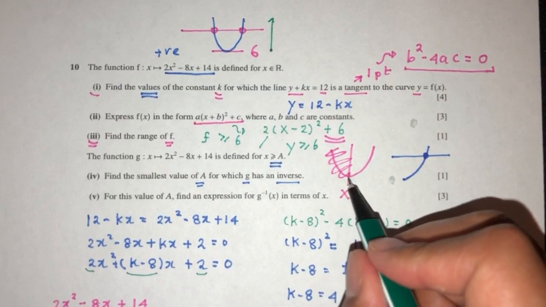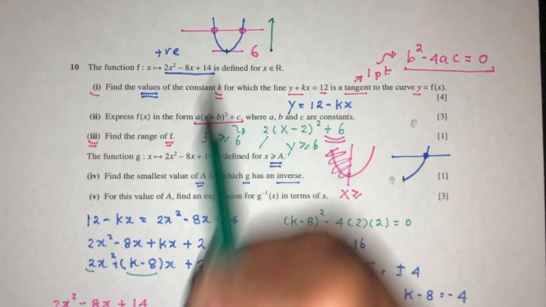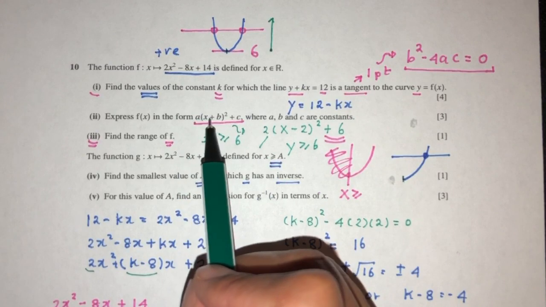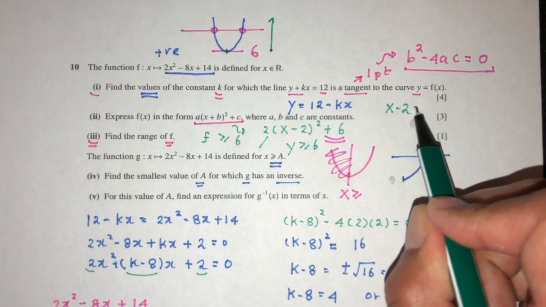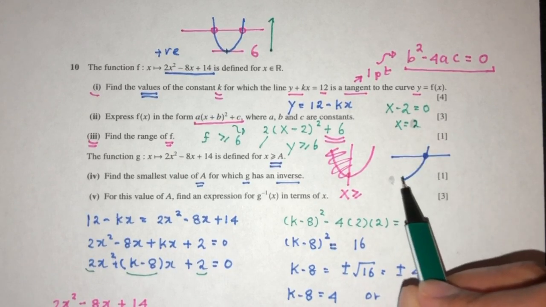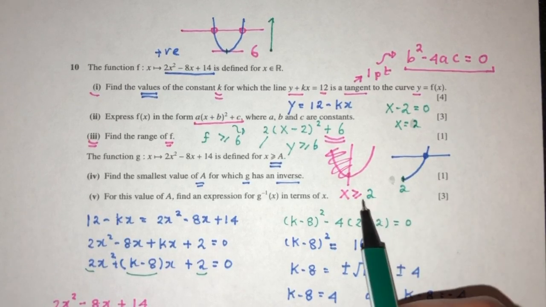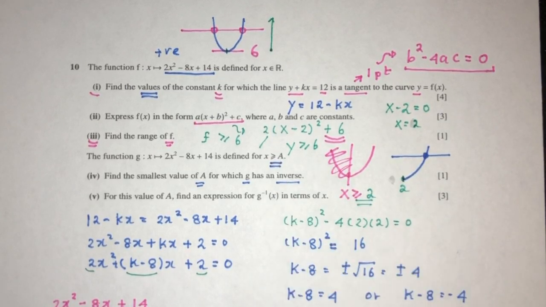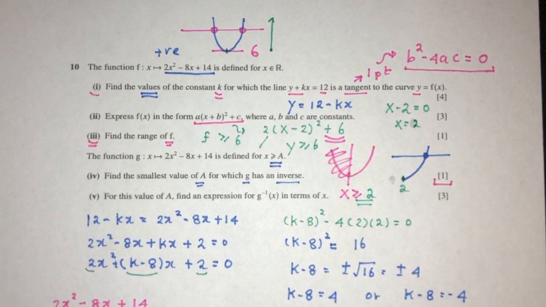Okay, so what is this point over here? Pretty easy. We know that this point is the minimum point. It will happen when the value inside here, which is x minus 2, is 0. So x will be the value of 2. So x has to be more than or equal to 2. That is the smallest value of a possible. It is only 1 mark, not too hard.